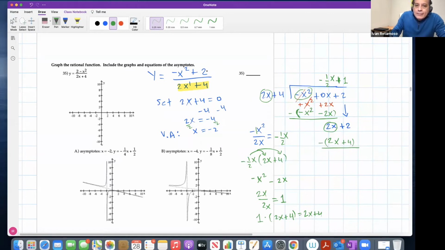To do the subtraction, I distribute the sign. I do this: minus twice x minus 4. This cancels. This is negative 2, which is going to be the remainder of this, right?